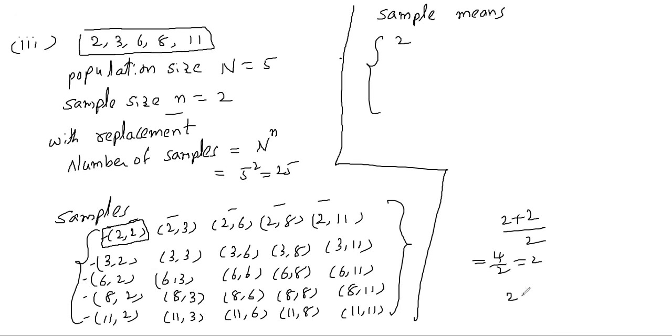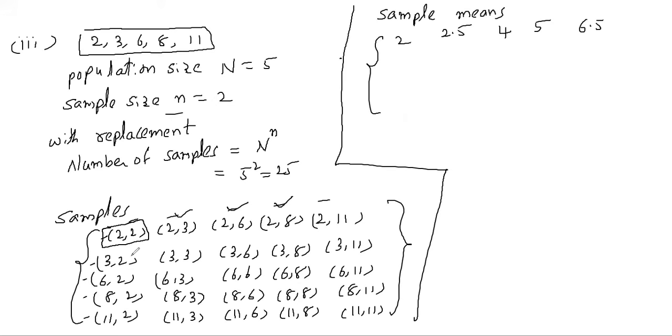2 comma 3 means we write 2 plus 3 by 2. How much is its value? 5 by 2, that is 2.5. Okay, so for each sample we have to find the sample mean. Mean is nothing but average. That is all we are doing. Now next, 2 comma 6: 2 plus 6 is 8, 8 by 2 is 4. 2 plus 8 is 10, 10 by 2 is 5. 2 plus 11 is 13, 13 by 2 is 6.5.